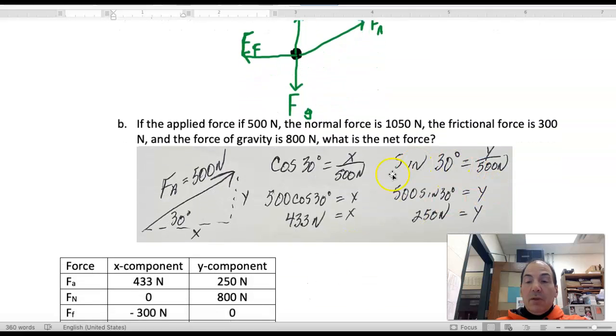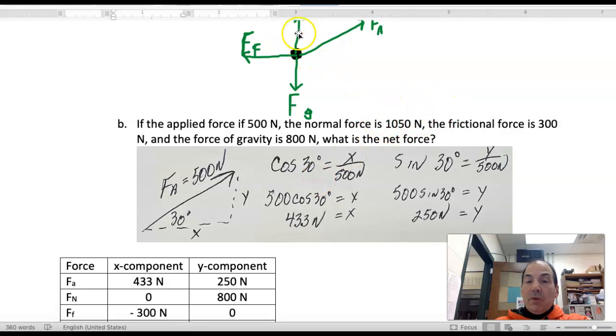And let me get my picture out of the way and talk about the y. Now y is on the opposite side, so opposite over hypotenuse is sine. So I said sine of 30 is y over 500. 500 times the sine of 30 is y. Y would be 250 newtons. So I know that my applied force now is going to the right, 433 newtons, and up, 250 newtons. So in my table, I put it as positive x and positive y. To the right, 433, and up, 250. And then the other forces go in just like before.